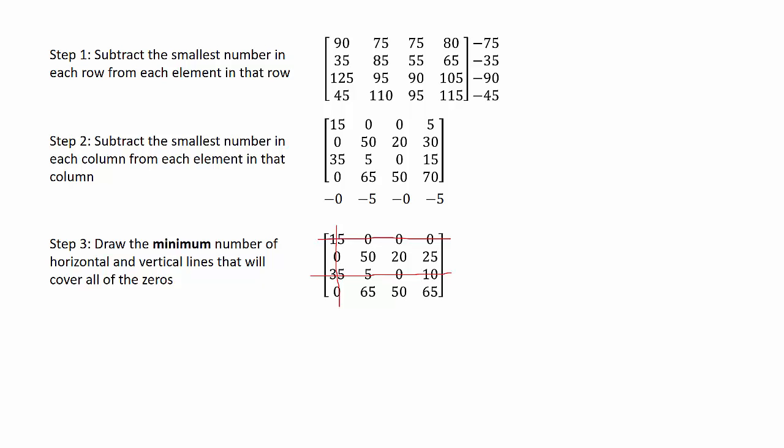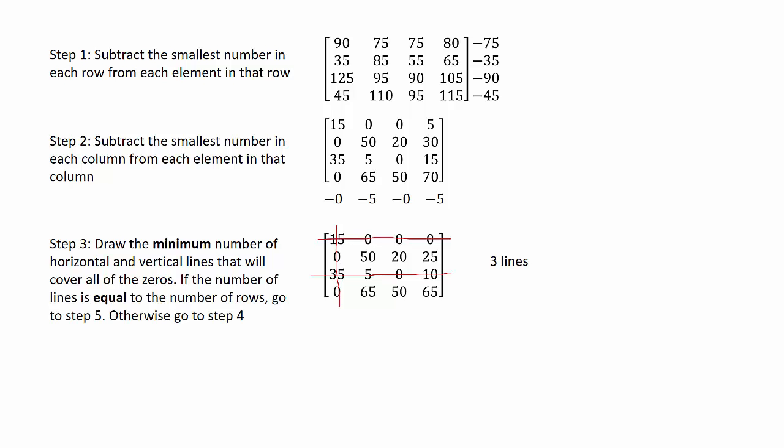I've drawn 3. The second part of step 3 is to look at that and just consider, is that number of lines equal to the number of rows? If it is, I get to go to step 5. Otherwise, I have to go to step 4. And, well, it's only 3 lines. It's not as many as there are rows because there are 4 rows in this matrix. So I need to go to step 4.